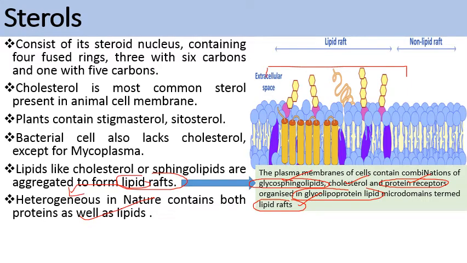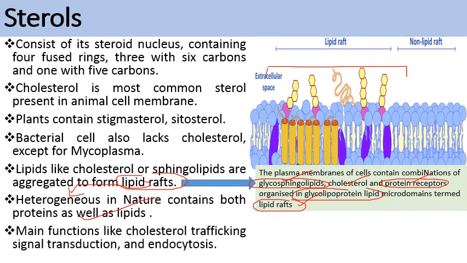They are heterogeneous in nature, containing both protein as well as lipids. और जो lipid rafts होते हैं they are heterogeneous in nature, means they are made up of 2 different types of substances, like it contains both proteins as well as lipids. And the main function is cholesterol trafficking, और जो lipid rafts का function है it is mainly involved in cholesterol trafficking, then signal transduction में help करता है, and endocytosis.